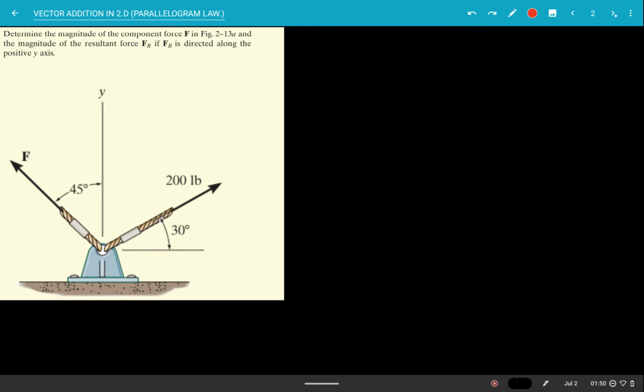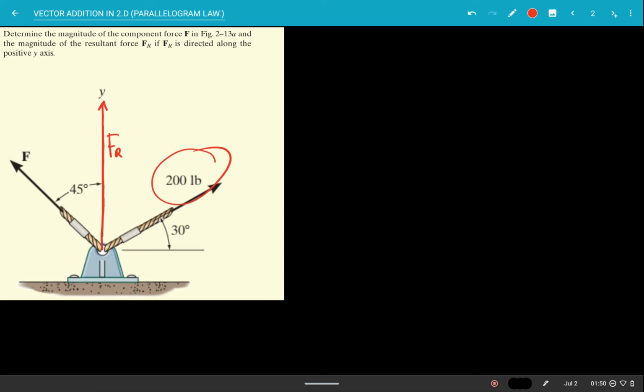We've been told that Fr is directed along the positive y-axis. Now, what does it mean when they say directed along the positive y-axis? This simply means that the resultant force is acting along the positive y-axis. So, if I draw the resultant line along the positive y-axis, I call this F sub r, since the vectors I'm having are force vectors and the units are in pounds. Pounds are just some other units we use for weights. Don't let them get you confused.